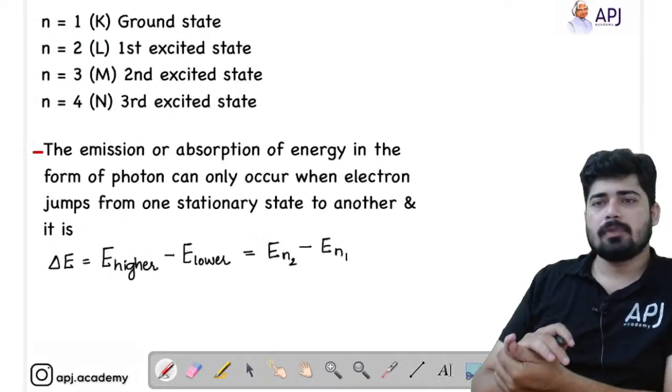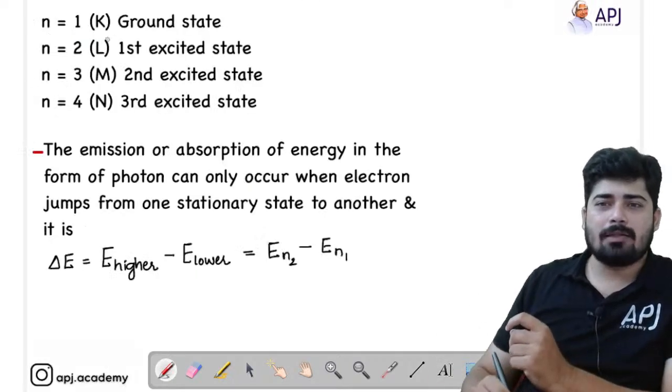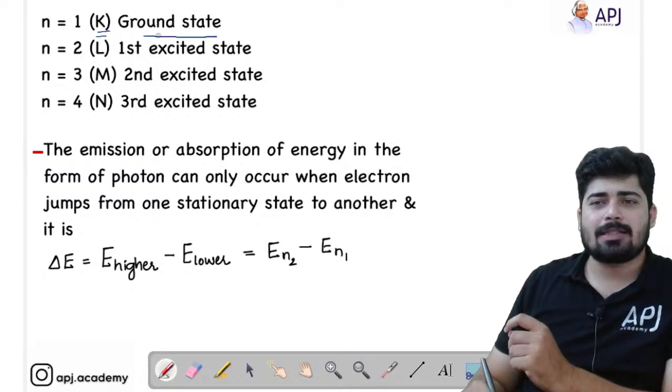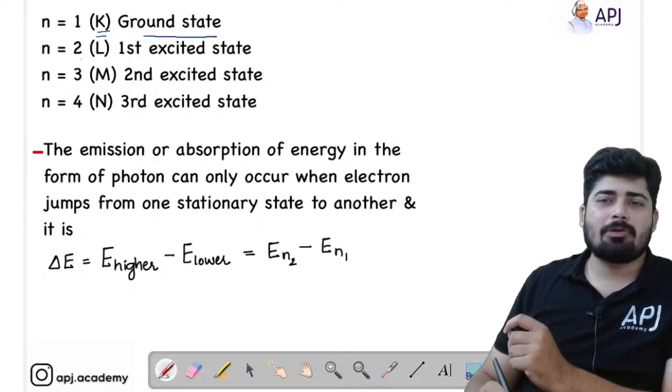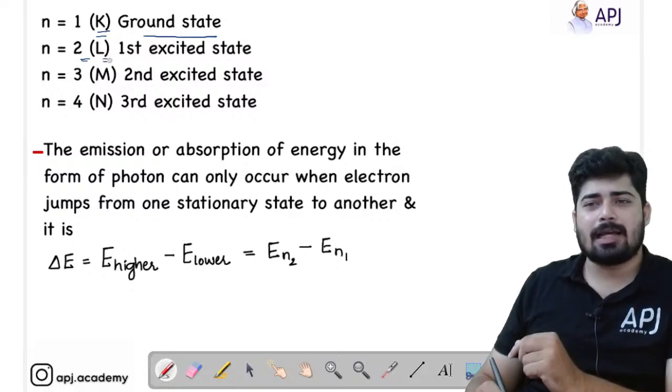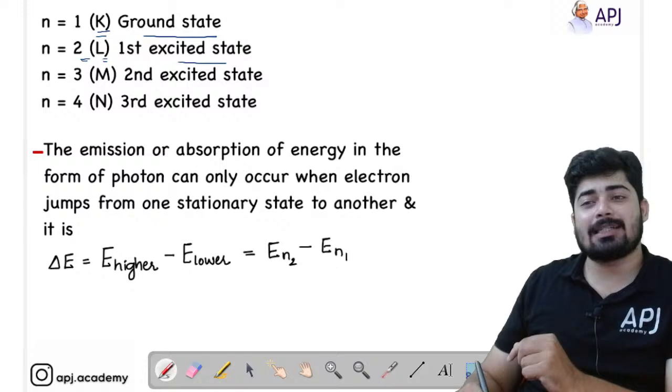Now, see, n equal to 1 is the K shell, that is the first shell, that is also designated as the ground state. Then n equal to 2 is the second shell from the nucleus, that is designated as L, and which is the first excited state.